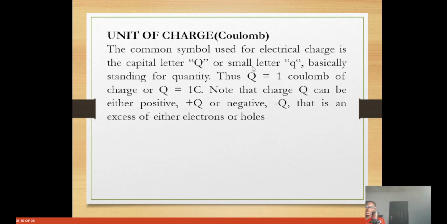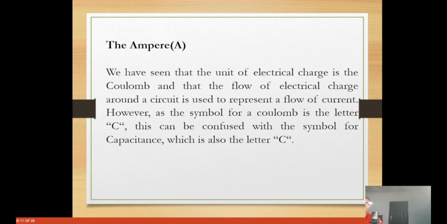So, unit of charge. The common symbol used for electric charge is the capital Q or the small letter q, basically standing for quantity. Thus, Q is equal to 1 coulomb, that is, charge is equal to 1 coulomb of charge. Note that charge Q can be either positive or negative. We've already explained this in some of our classes, how charge is positive or negative. That is, it is either an excess of electrons or holes.